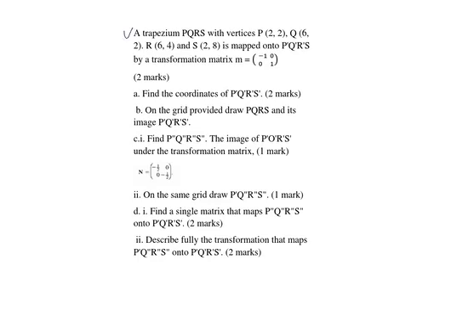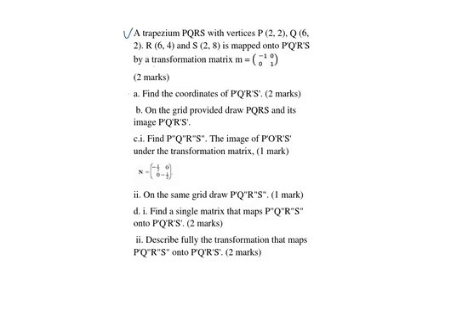Question number 24. A trapezium PQRS with vertices P(2,2), Q(6,2), R(6,4) and S(2,8) is mapped onto P', Q', R' and S' by a transformation matrix which is a 2 by 2 matrix [-1 0; 0 1]. Part A, find the coordinates of P', Q', R' and S'.